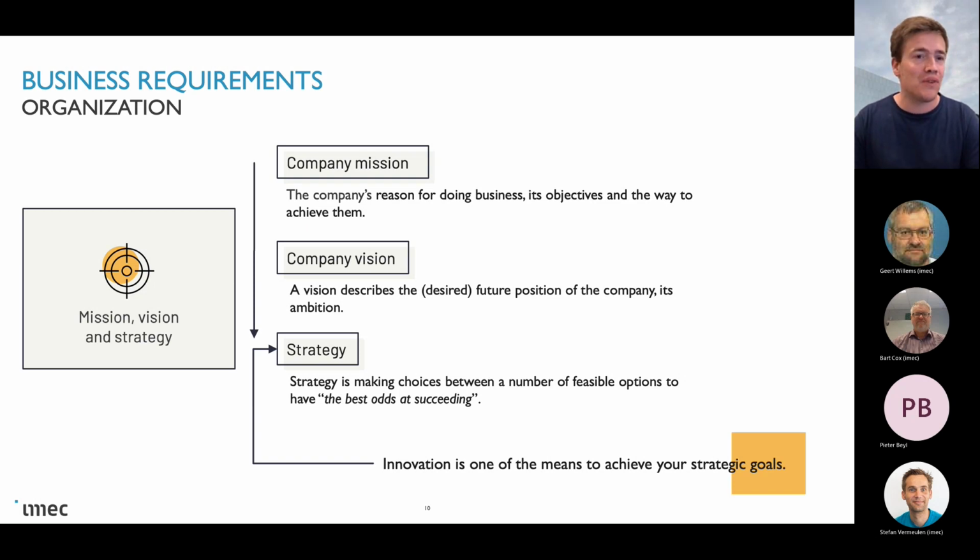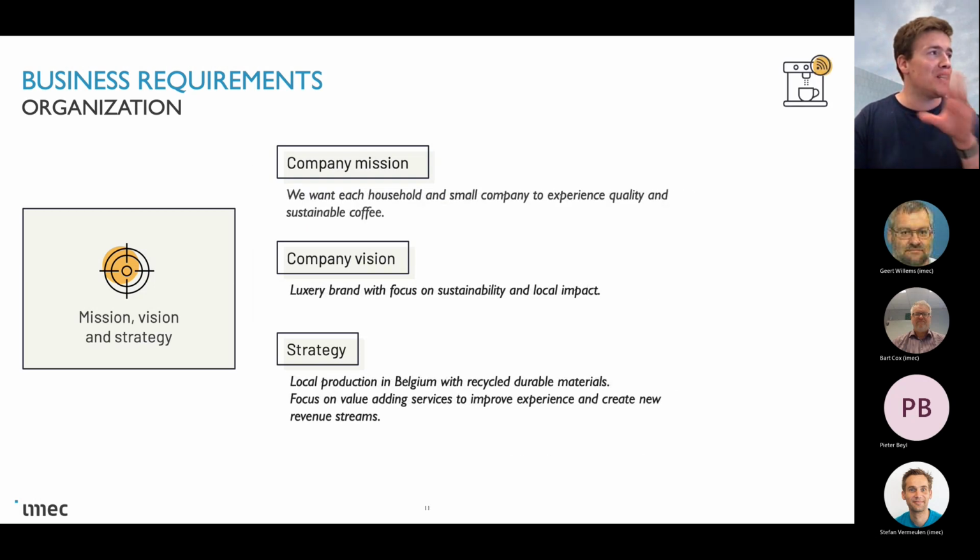I made examples for the smart coffee machine, but I'm afraid I will not have the time. But for people actually interested, I will briefly discuss them, so that maybe if you look at the video, you can see it. So the mission of that coffee machine maker could be that they want each household and every small company to experience quality and sustainable coffee, with the focus on quality and sustainability.